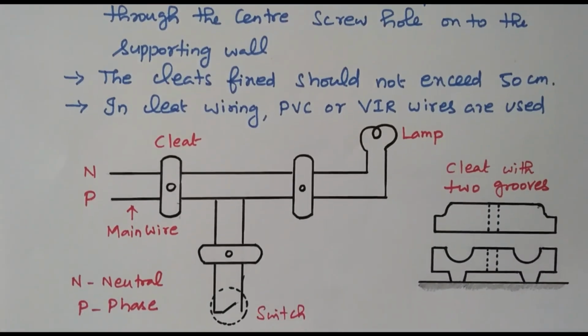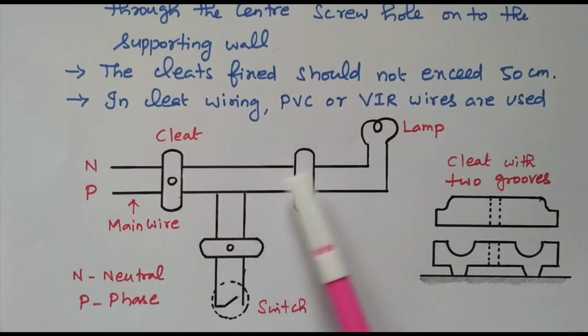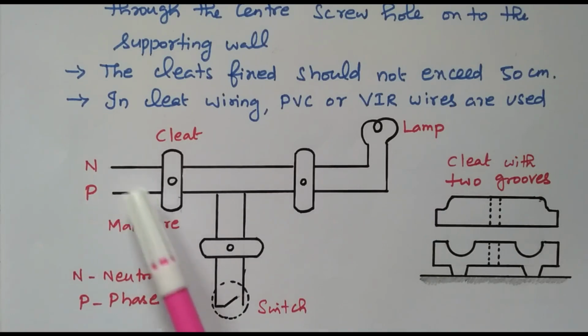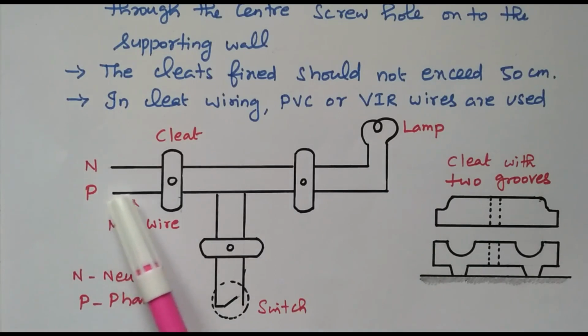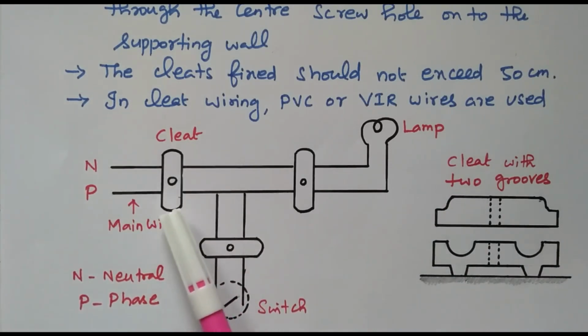So we will see the example. The lamp is controlled by a switch. This is nothing but a clad wiring. This is the phase, and the neutral. The neutral is connected directly to the lamp. Phase is connected through the switch. So when the switch is turned on, the lamp will glow. When the switch is turned off, the lamp will be in off condition. Here we are using the clad, this portion. This phase and neutral wire will be held by this clad. So this is a temporary wiring.